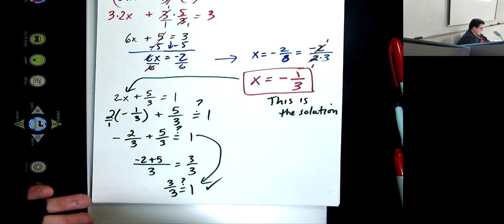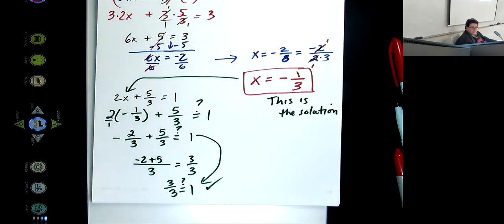Now, this one wasn't too bad. It was just one fraction, but the process doesn't change.